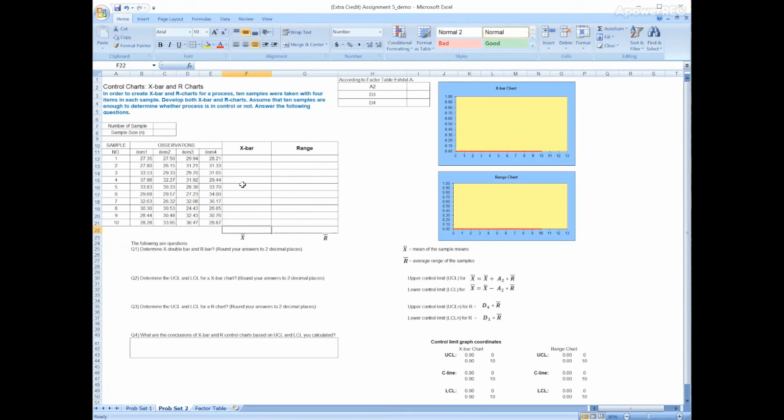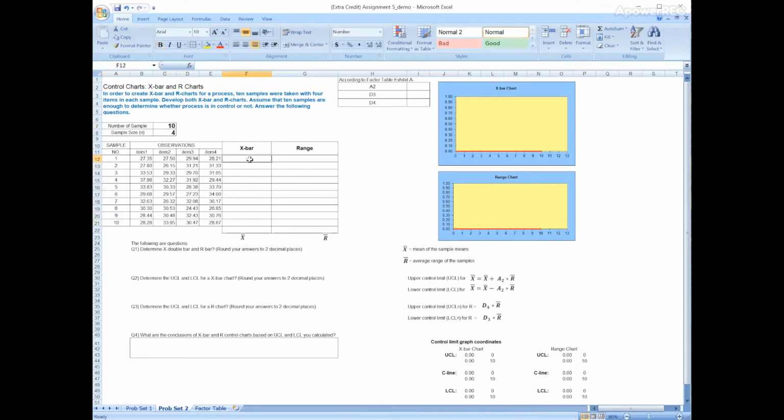Statistical process control involves monitoring the quality of the process as it's operating. In this exercise, you will learn how to construct X-bar and R charts for a process. Here's the table for the 10 samples that were taken with 4 items in each sample. So in this case, the sample size is 4 since it has 4 items, and the number of samples is 10.